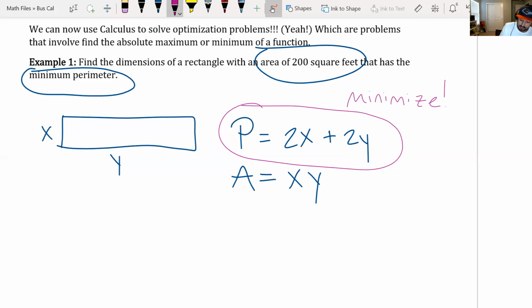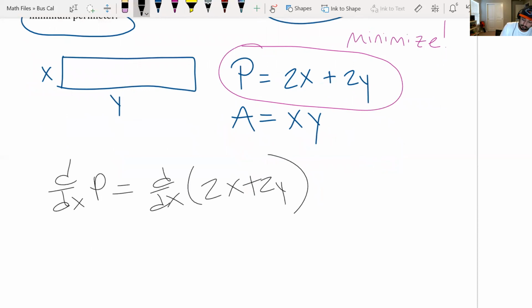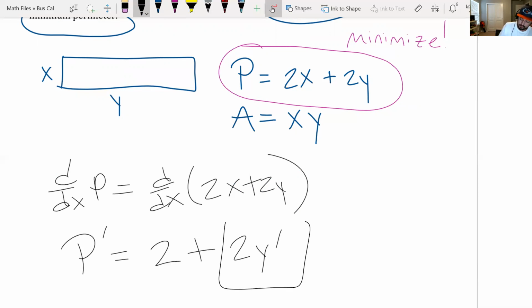I'll show you what I mean. Let's say we decided to take the derivative of the perimeter equation with respect to x. This would become P prime equal to 2 plus 2y prime. Well, we don't need a y prime. Y prime means that the length or the width of the rectangle is changing. We're not changing anything. So this is why we can't take the derivative just yet.